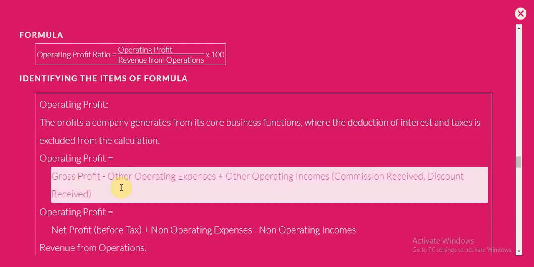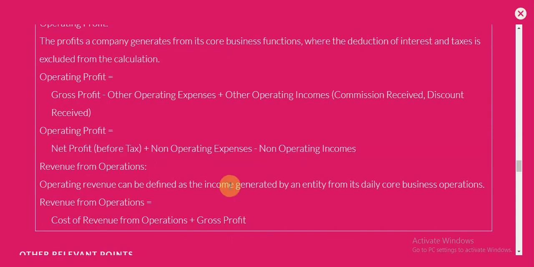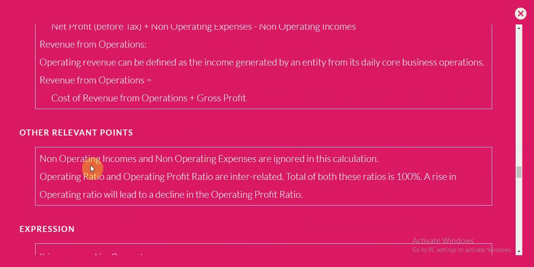Now operating profit is GP minus other operating expenses plus other operating incomes. Operating profit, if we have to do reverse calculation, is net profit before tax plus non-operating expenses minus non-operating income. This formula calculates operating profit from the net profit, that is from the reverse side. Then revenue from operations we already know. So yes, non-operating incomes and non-operating expenses are ignored in this calculation because the name itself says it all. This is operating profit ratio. So anything that is not related to operations will be ignored for calculating this ratio.